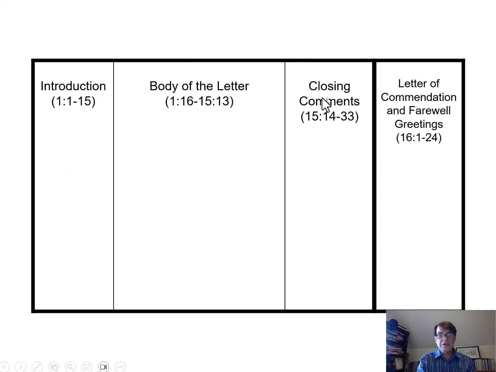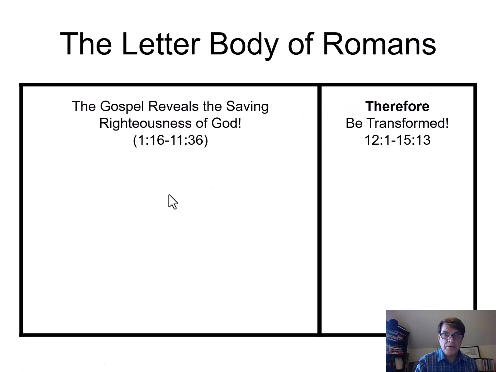Now, here's a picture of the big Roman numeral 1, Roman numeral 2, Roman numeral 3. Introduction, 15 verses, the body of the letter, 1:16 to 15:13, closing comments, and then maybe a letter of commendation at the end. And that is the broad outline of Romans, Roman numeral 1, Roman numeral 2, Roman numeral 3, Roman numeral 4. Well, let's dig a little bit deeper, shall we?